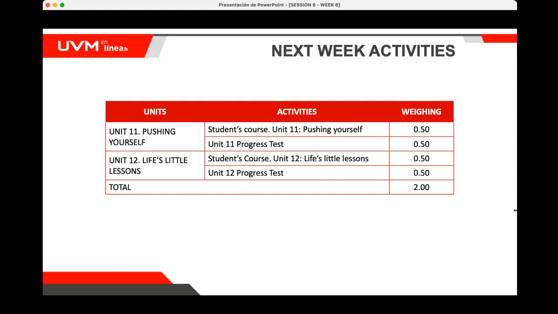Remember again that for each of these units, you have two activities. The general activity, which is the general content, Student's Course for Unit 11 and Student's Course for Unit 12. And then you have to deliver the progress test for each of the units, Unit 11 progress test and Unit 12 progress test. Each of these activities is worth half a point. So at the end of this week you need to gain 2 points of the 10 possible points that you can have for the whole course.